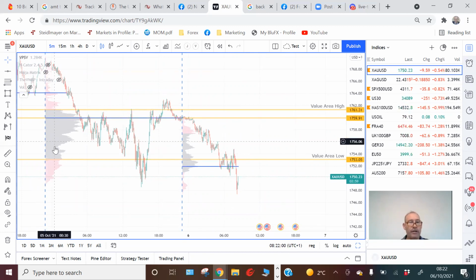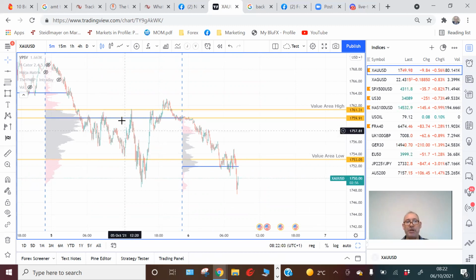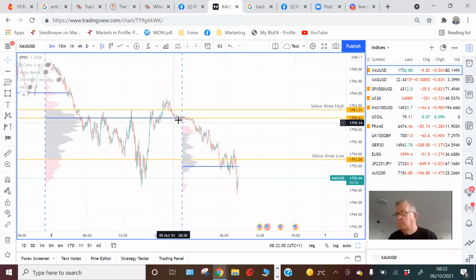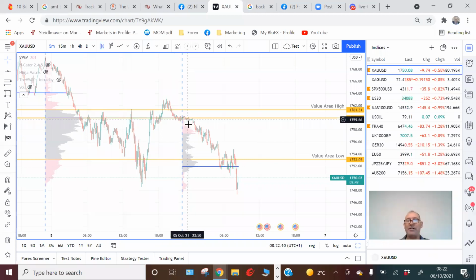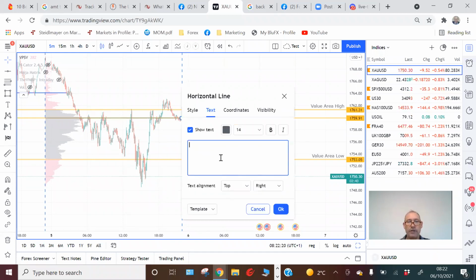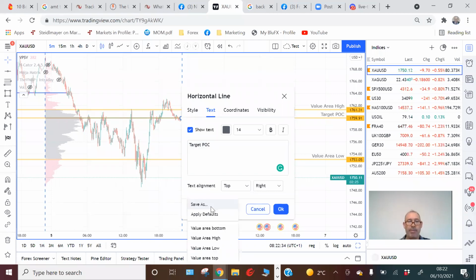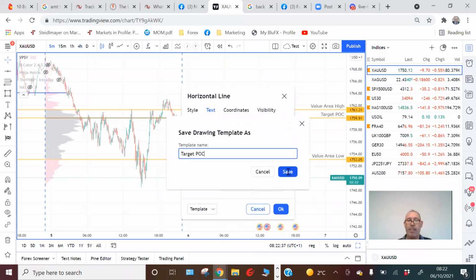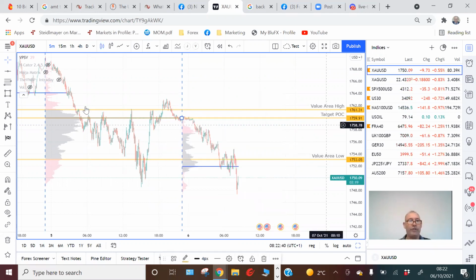This here is the value area, where 70% of the trading has been the whole day. This one's not going to amount to much because we've already hit it. But now you understand that we can apply it to the rest. We have one more line to mark. Yeah, so I'm going to click on the exact same rules. I'm going to call this target POC. You can call it whatever you wish. And I'm going to save that as template target POC. One, two, three.